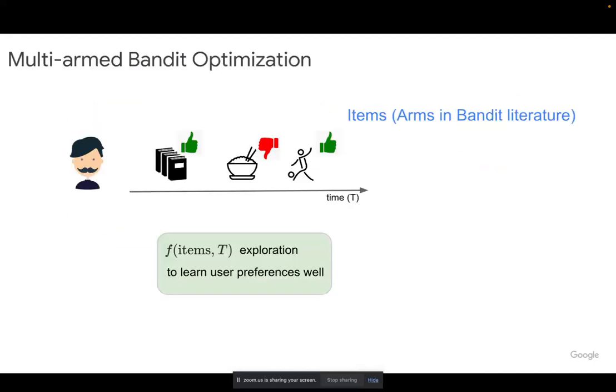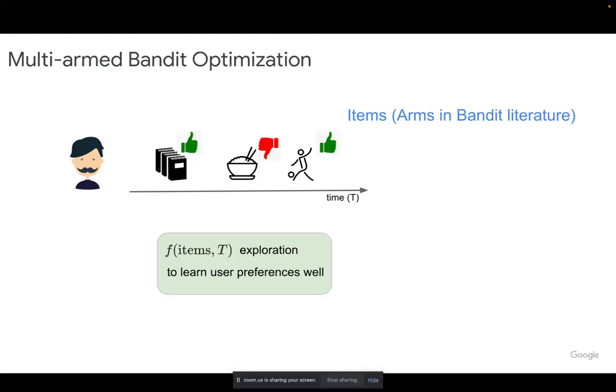So at this point, let me give a very brief overview of the multi-armed bandit optimization setting for a single user or a single agent. In this setting, as I mentioned, there is one user or agent. There is a time horizon of T rounds. There is a set of items or arms, as they're called in the bandit literature.